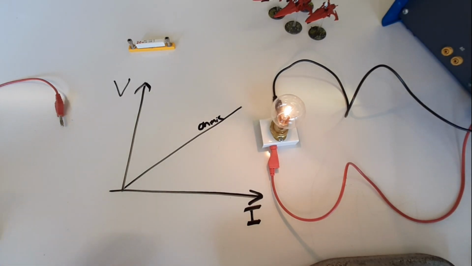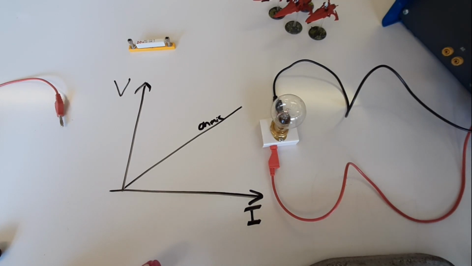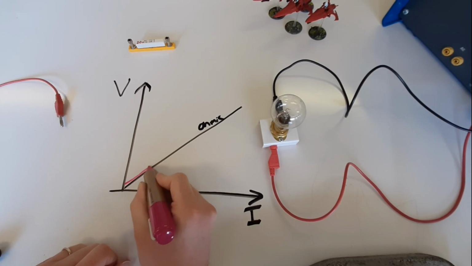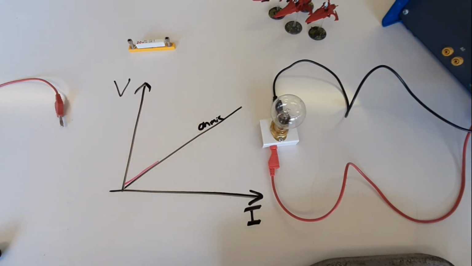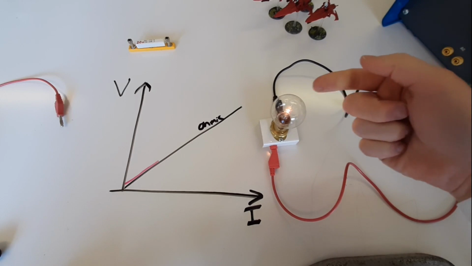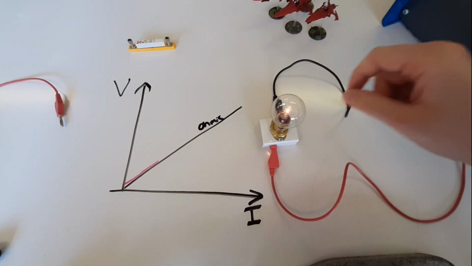However, the light bulb will not, and there's a reason for it. If we put low voltage on this thing, then it's basically the same as an ohmic resistor. So we'll get a nice long line like this going up. However, as the voltage goes up, we get more and more current, and the filament inside the light bulb starts to heat up.